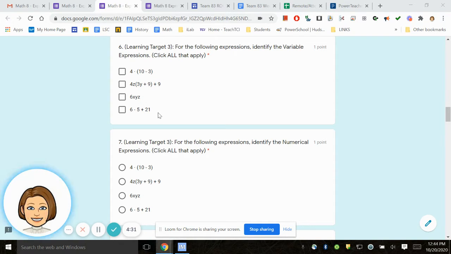Number 7, for the following expressions, identify the numerical expressions. So again, now you're just choosing the numerical expressions. There could be more than one. First one, 4 times the quantity of 10 minus 3. Second one, 4z times the quantity of 3y plus 9 plus 9. Third one, 6xyz. And the last one, 6 minus 5 plus 21.